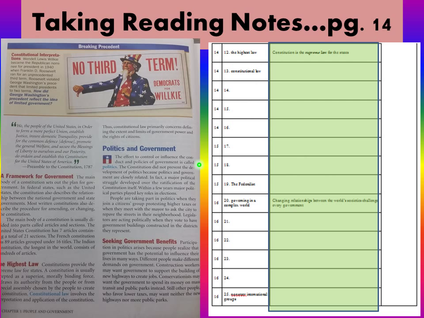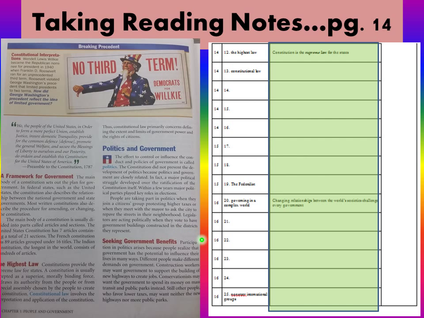It says that politics tries to control government. So I would put that sentence, politics tries to control government, here in number 14. And then for number 15, just put the definition of politics that it gives you. The effort to control or influence the conduct and policies of government. So that's 14 and 15, this first sentence. Okay, now we are on 16, seeking government benefits. And I might have to flip the page in a second.